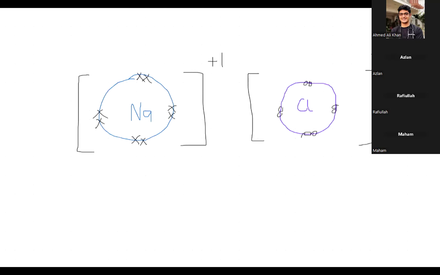There's no inner shell. Inner shell. No, no, no. You don't need to draw the inner shell. क्योंकि even bonding में inner shells don't take part. You don't need to draw the inner shell.